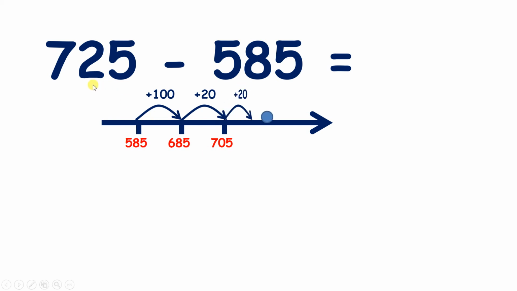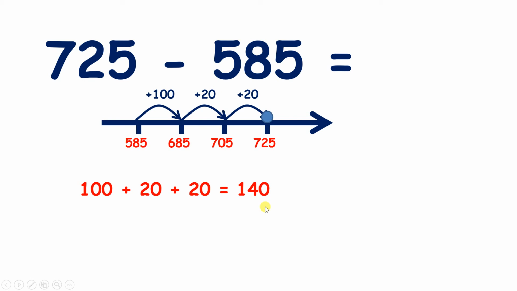And now another 20 takes us to 725. So we added 100, then 20, then 20. So altogether we added 140. So 725 minus 585 equals 140.